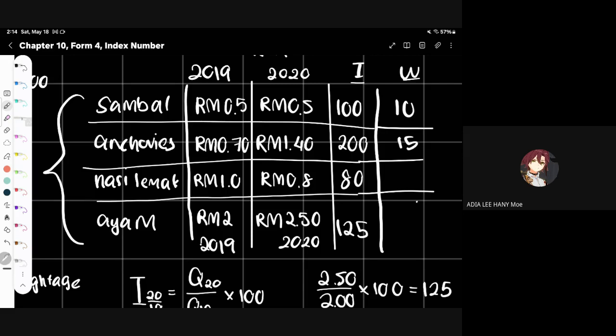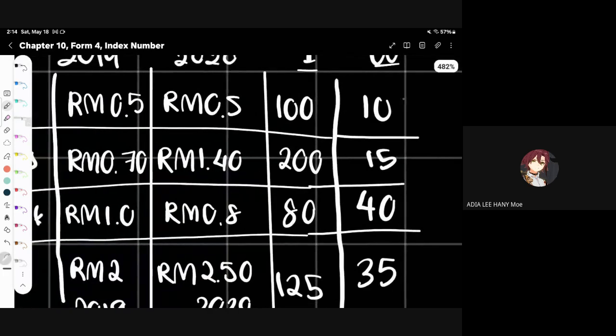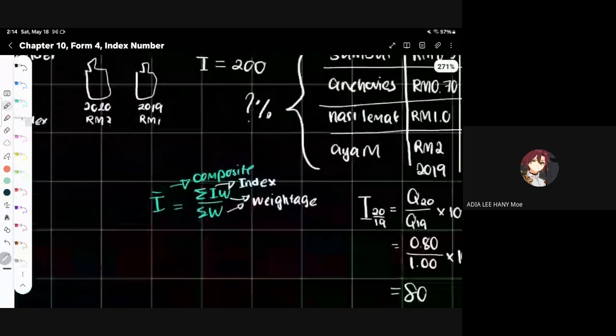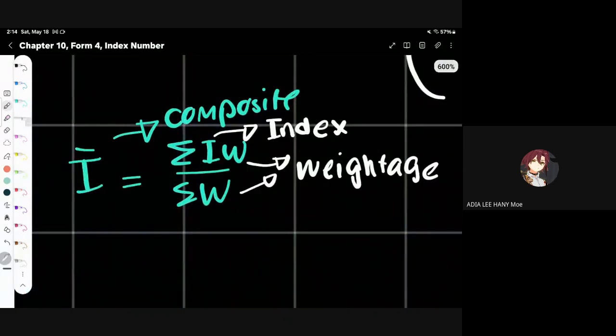And then the nasi lemak, of course, is going to be a higher percentage. Let me say 40%. And then the ayam, of course, is still quite a large percentage. So let's say 35. So weightage is basically the percentage of items inside the menu. If we add all of these, it should equal 100, because weightage is percent. Understand?